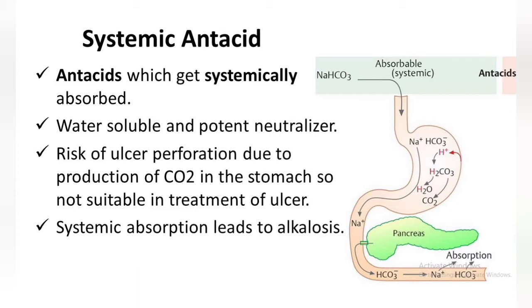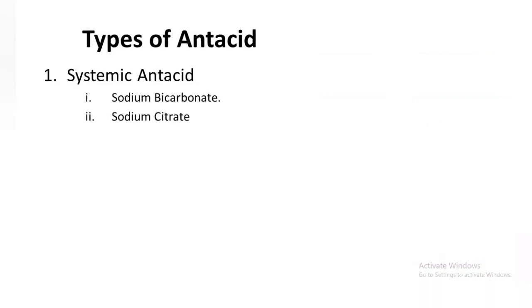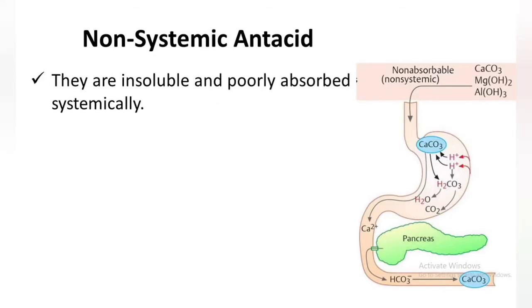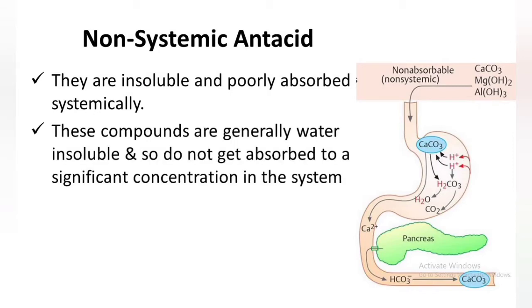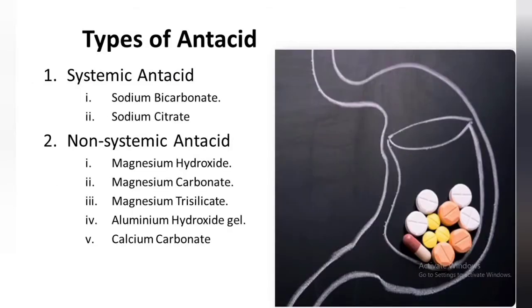But this systemic alkalosis can be used during poisoning of acidic drug to excrete the acidic drug metabolite from body through urine. Some examples of systemic antacid are sodium bicarbonate and sodium citrate. Non-systemic antacids are insoluble in water, so they poorly get absorbed in blood. That's why it does not show any systemic side effects. Some examples of non-systemic antacids are magnesium hydroxide, magnesium carbonate, magnesium trisilicate, aluminum hydroxide, calcium carbonate, etc.